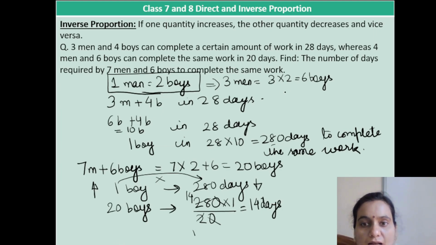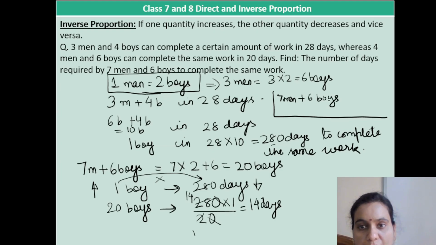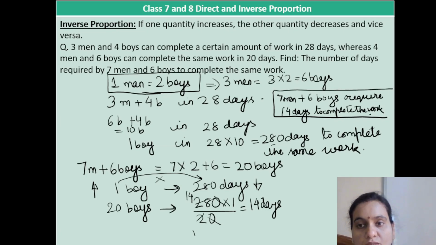That means, I'll write here since there is space, this is exactly the same thing. 7 men plus 6 boys are equivalent to 20 boys. So 7 men and 6 boys require 14 days to complete the work. Okay, so this is one question. We have solved both the parts of it.